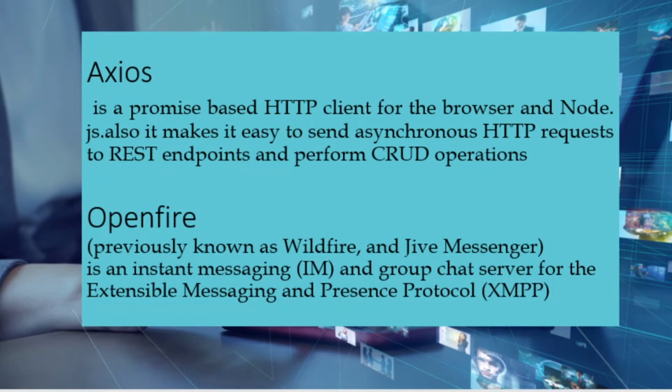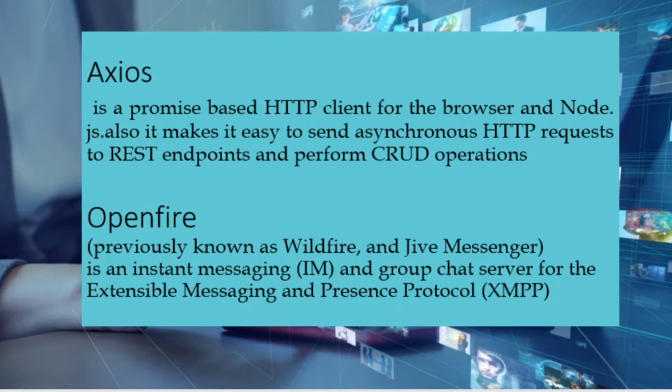Axios is a promise-based HTTP client for the browser and Node.js. Also, it makes it easy to send asynchronous HTTP requests to REST endpoints and perform CRUD operations. While Openfire, by definition, was previously known as Wildfire and Chive Messenger. It is an instant messaging app and group chat server for the Extensible Messaging and Presence Protocol, also known as XMPP.